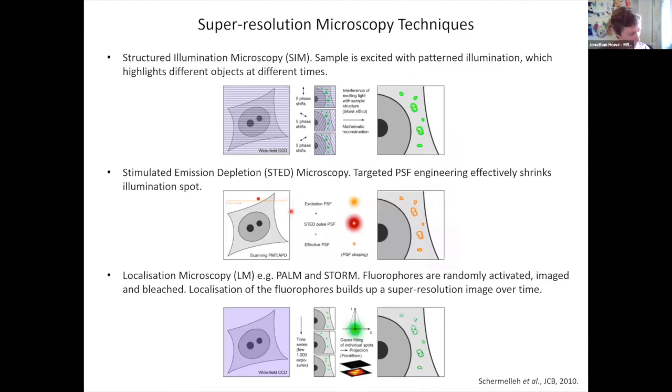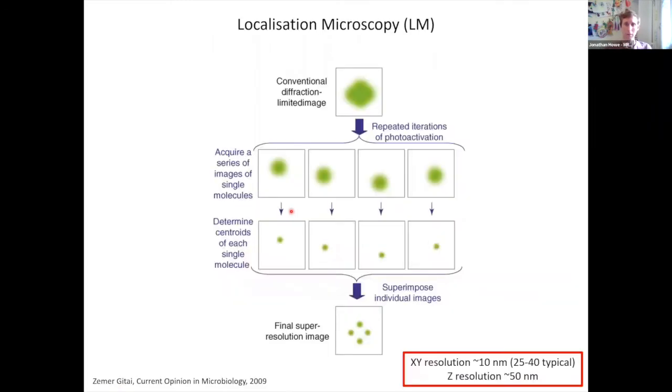So the final technique I'm going to talk about today is localization microscopy, which is actually an array of different techniques. Even when it was first invented, there were 3. I am going to focus today on PALM and STORM. But the overriding principles of localization microscopy are the same, regardless of whatever specific technique you're using. And this is the principle.